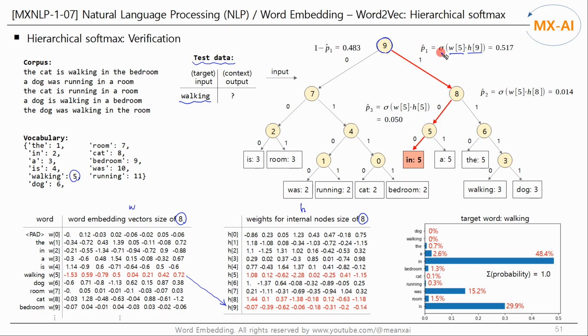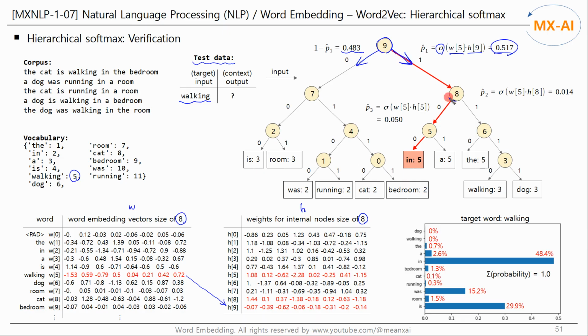And take the sigmoid function, which gives us 0.517. This means that there is a 51.7% chance of moving right from the root node and a 48.3% chance of moving left. Since this probability is greater than 0.5, we move to the right.